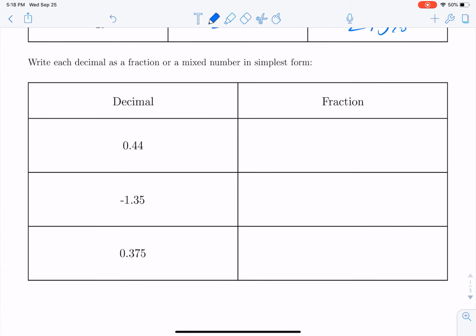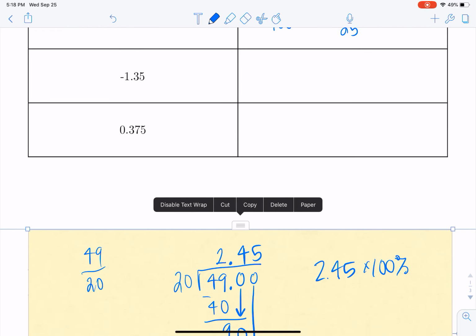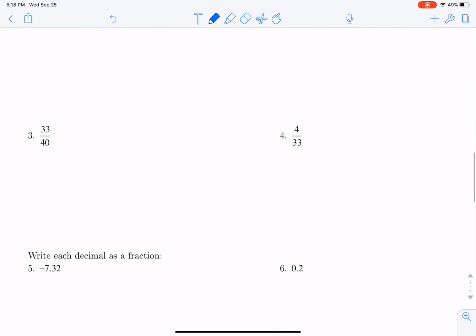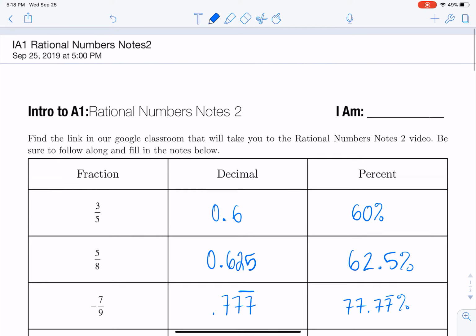So what I would like for you to do now is take a quick look at these. I'll do the first one with you, and the way that you say these decimals: this is 44 hundredths. So this becomes 44 over 100, and we can simplify that to 11/25. I'll ask that you fill in these last two. And I can delete this. Then there are a few problems for you to try here. All right, guys, good luck.